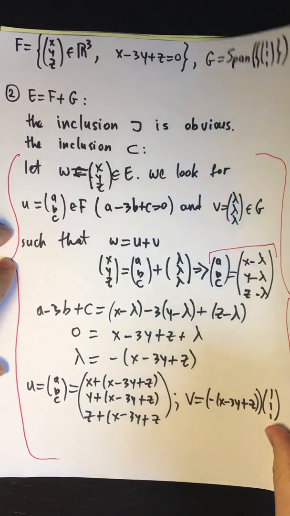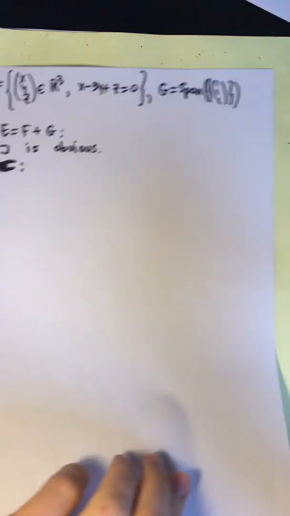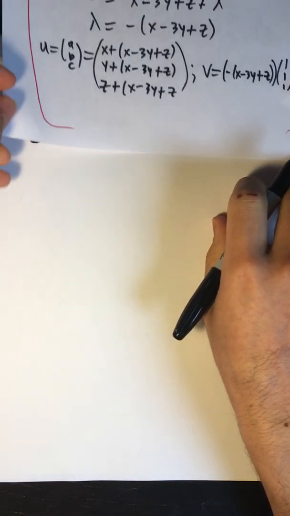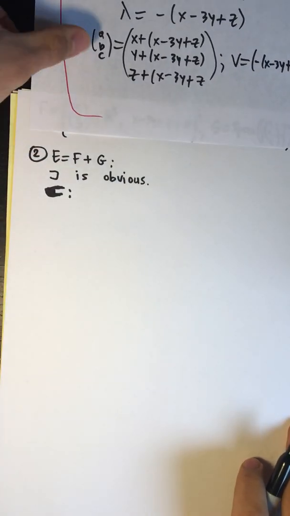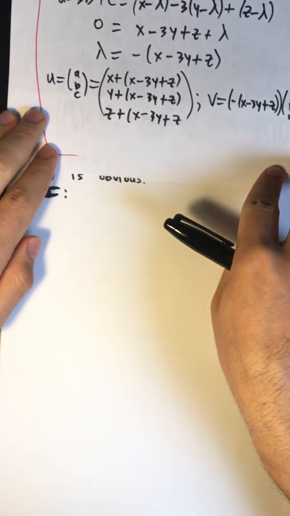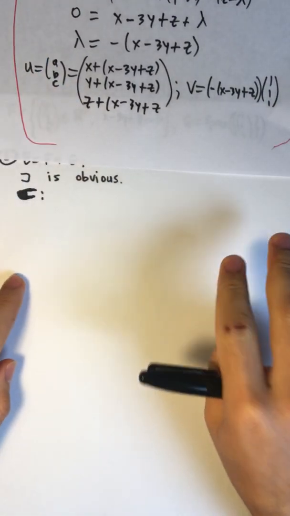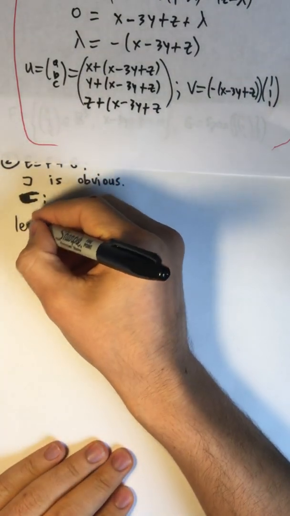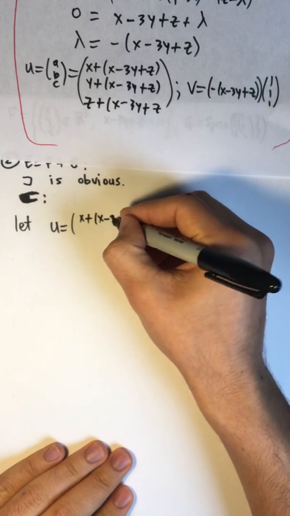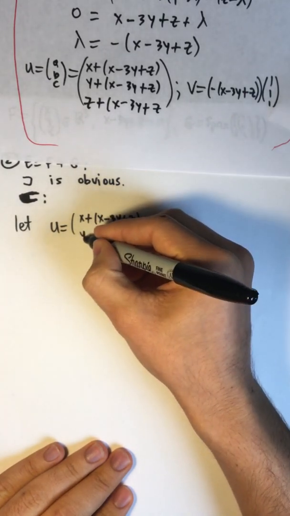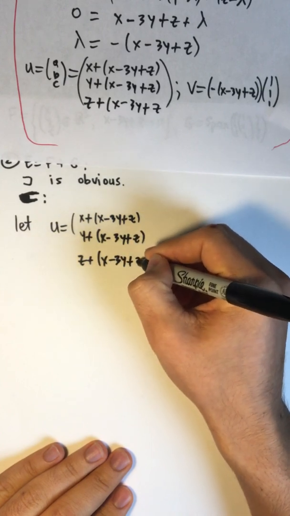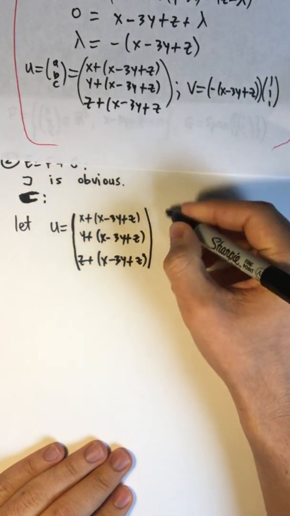So what do you write then? Again, you open the same page, it's just the same thing. This side is obvious, and here what you need to write is, let me focus the video first. Okay, so the coordinates for u and v. So okay, now you can see it. Okay, cool. So in here you say let u be equal to x plus, you just copy this one from your draft, x minus 3y plus z, y plus x minus 3y plus z, and z plus x minus 3y plus z, right?